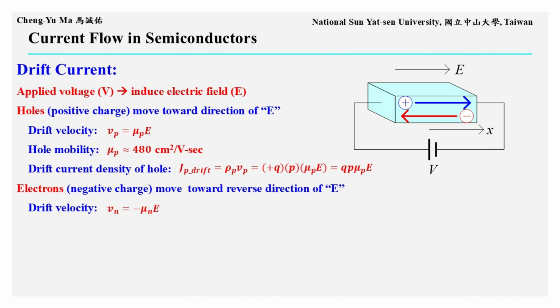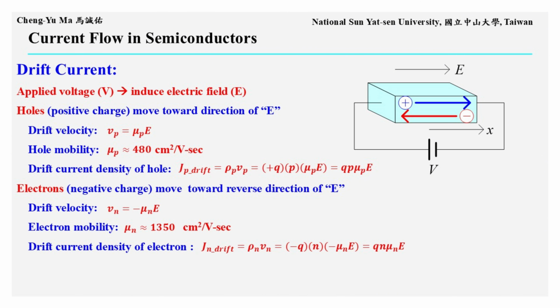Electron drift velocity is also proportional to electric field strength, but the direction of motion is opposite to the electric field direction. Therefore, the relationship between velocity and electric field has a negative sign. The electron drift velocity, Vn, equals negative mu n multiplied by electric field E. Mu n is the electron mobility. In silicon, electron mobility is about 1,350 square centimeters per volt second, which is about 2.5 times the hole mobility. This is because the effective mass of electrons is lighter than that of holes. This belongs to the field of solid-state physics.